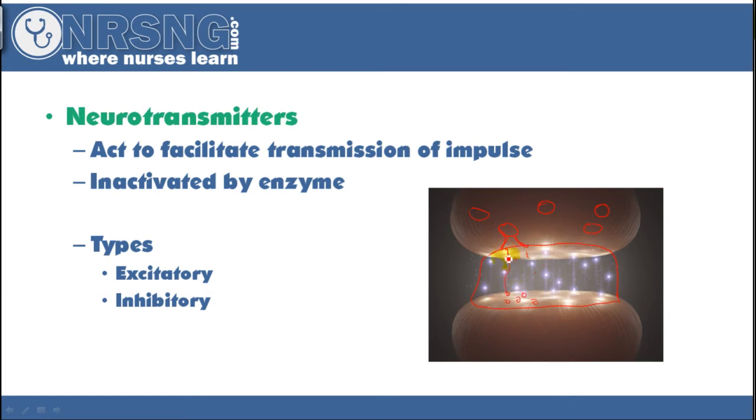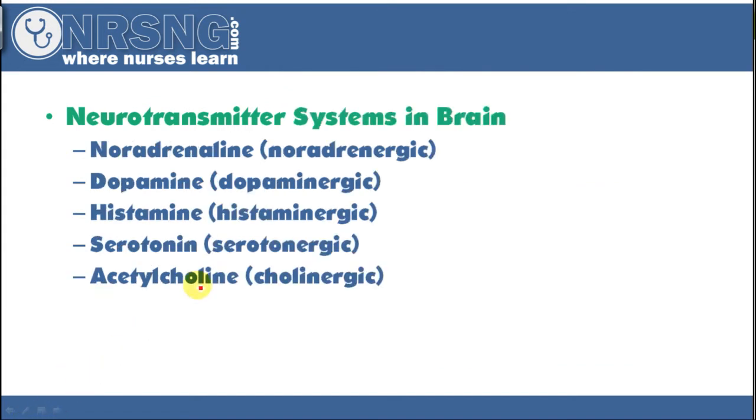We have a couple different types: excitatory neurotransmitters and inhibitory neurotransmitters. That's the role that neurotransmitters play. Of course, you've probably heard of different neurotransmitters like acetylcholine, norepinephrine, dopamine, serotonin, and GABA, some of the ones that you're definitely going to know about. But let's look at it just a bit more. These are neurotransmitter systems in the brain, some of the important ones.